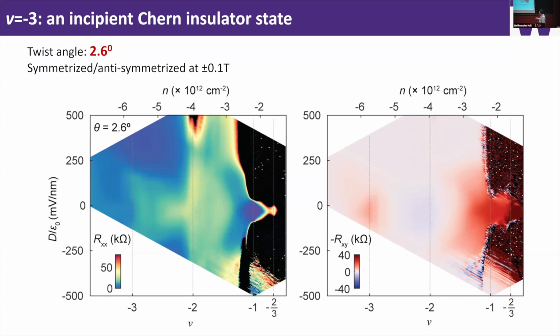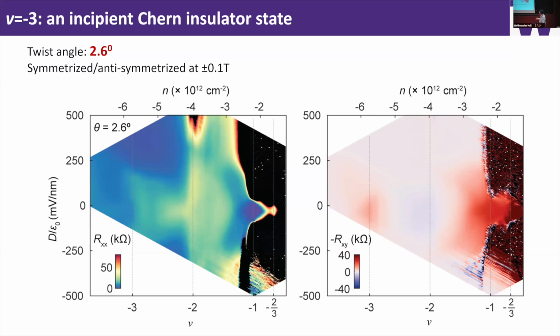At filling factor -1, you see a vanishing Rxx, which is the quantum anomalous Hall state. And at -2/3 filling, there's a pocket that suppresses Rxx. That's the FCI state. And at filling factor -2, there's some kind of resistive state here. In theory, and also from some experimental reports, this could be a quantum spin Hall state. But what you should pay attention to is the filling factor -3 here, okay?